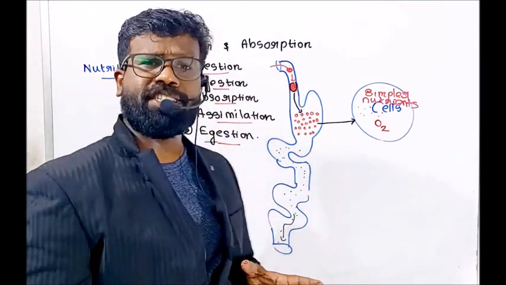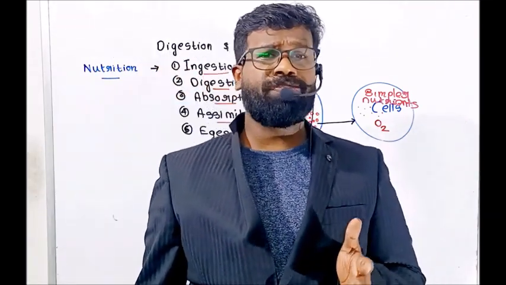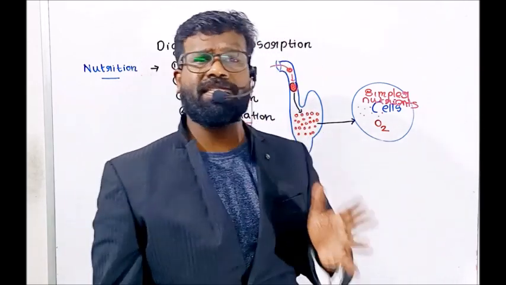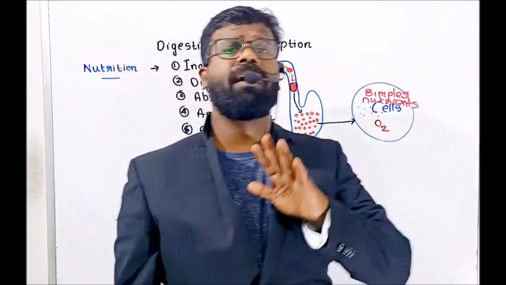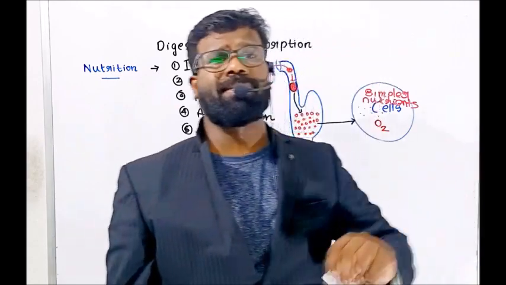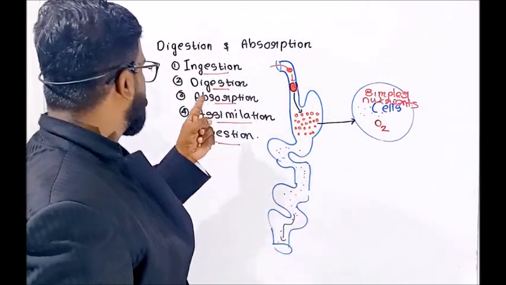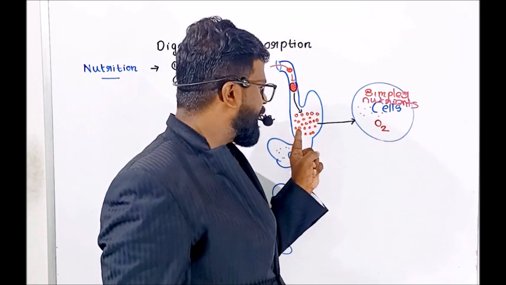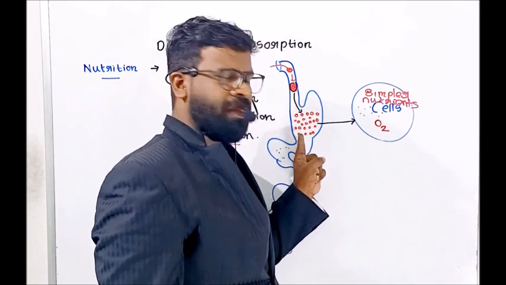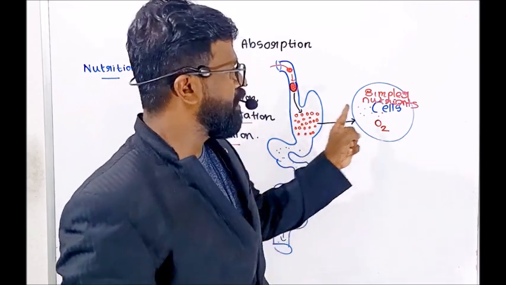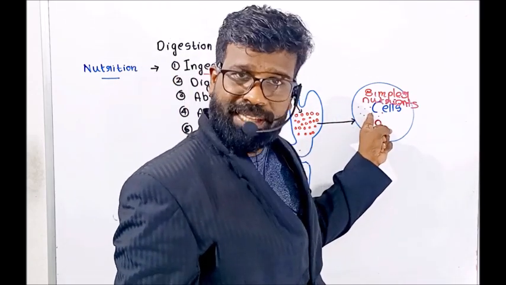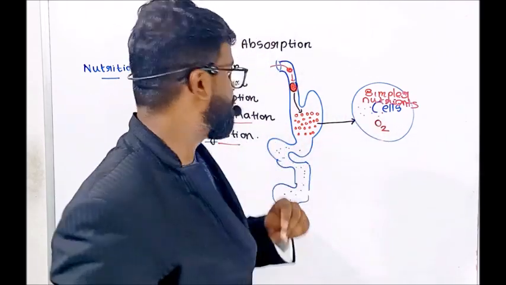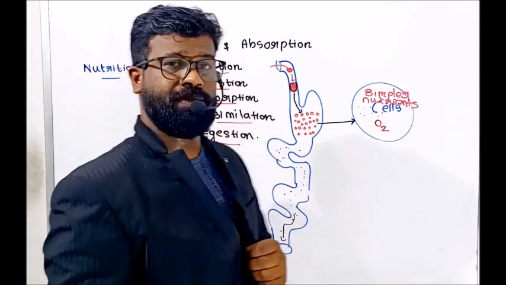Second one, digestion: breaking down of complex food substances into simpler and absorbable form. That is the second step, digestion. Then the third step, transport of digested nutrients from the site of digestion to the site of utilization. This is the third step, called absorption.